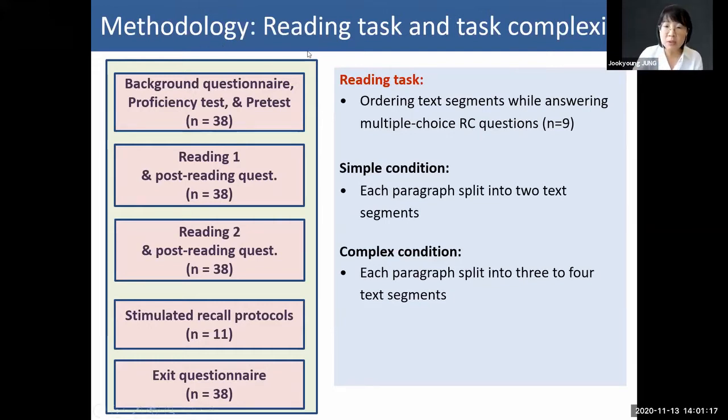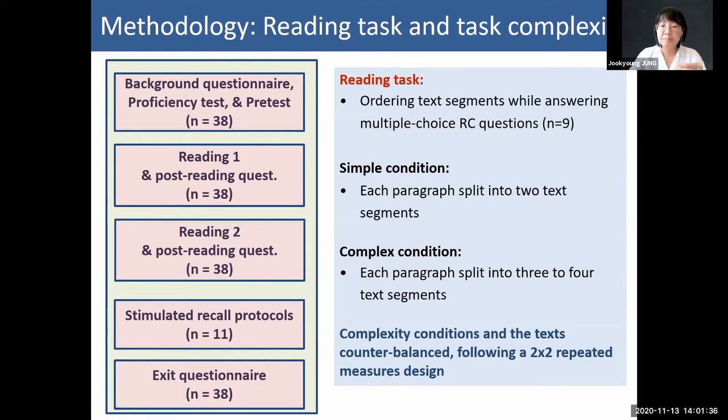In the simple condition, all they had to do was determine which one comes first between two text segments, whereas in the complex condition, there were 3 or 4 text segments and they had to reorder them in a coherent order. And complexity conditions and the text were counterbalanced following a 2x2 repeated measures design.